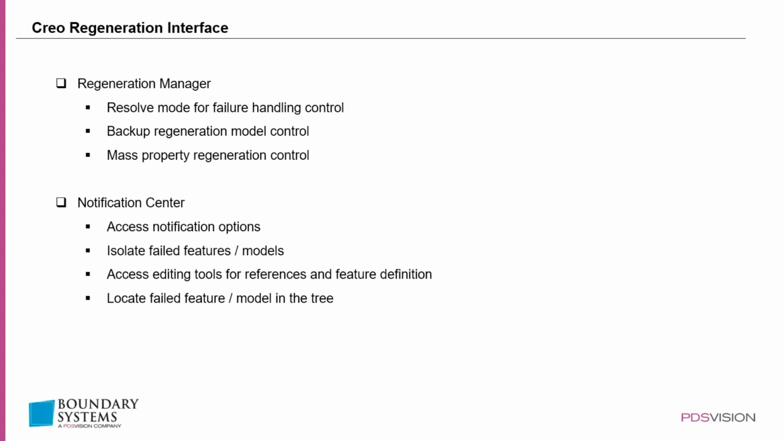But through here, we can also access edit references and edit definition for that feature, so we can go in and fix it. We can locate it in the model tree. And also here, we can access notification options. So we can control what gives us an error in Creo, what actually pops up a little red flag in the bottom right of your screen versus an orange flag, etc.